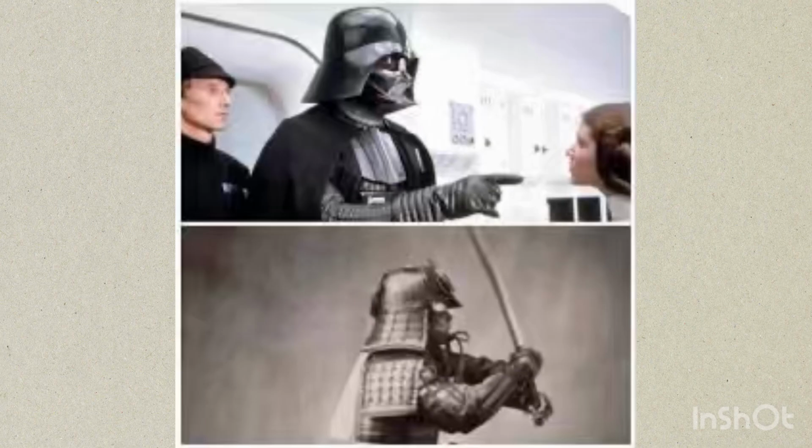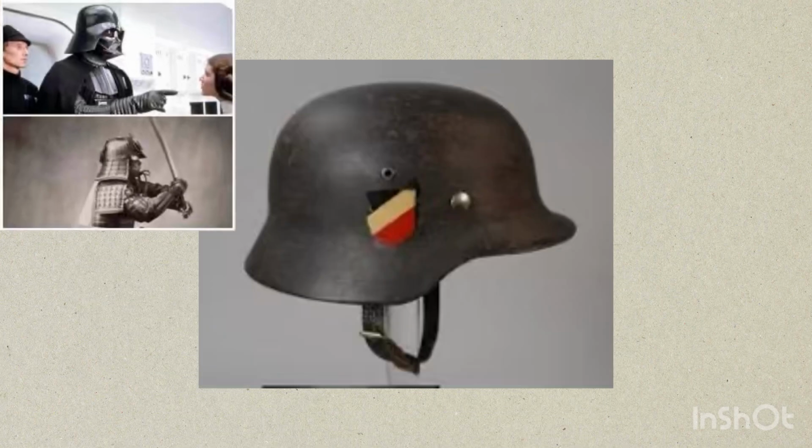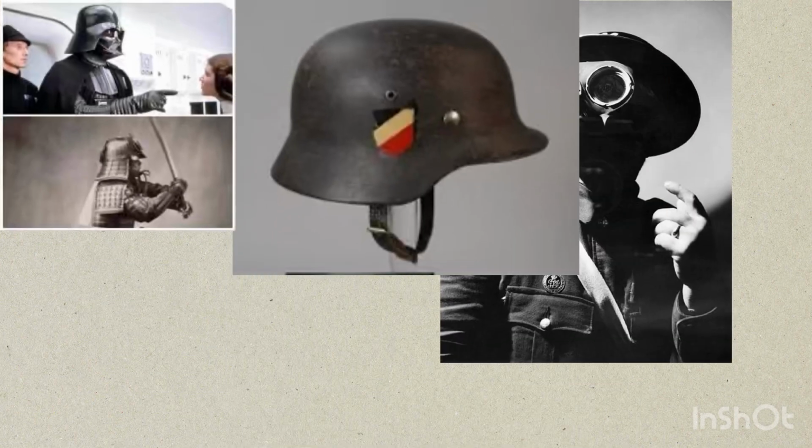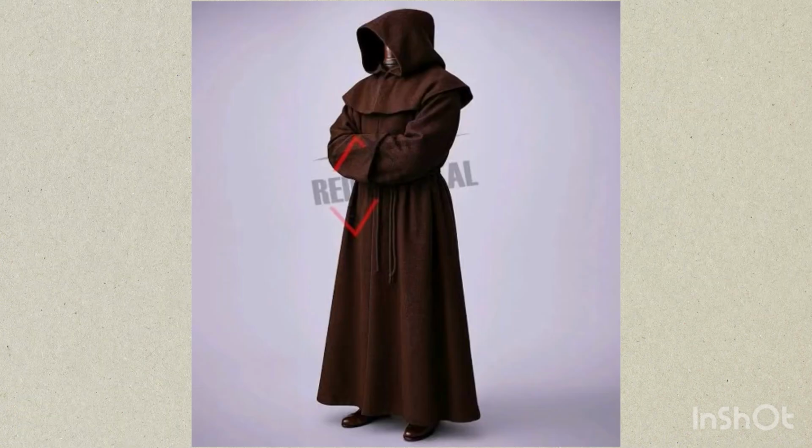I guess I should also mention that Darth Vader's helmet was inspired by samurai headgear. But John Mollo and Ron Beck, they really mashed together different times and ages to create Darth Vader. With a Nazi helmet, a gas mask, a biker's suit, and a monk's cloak.